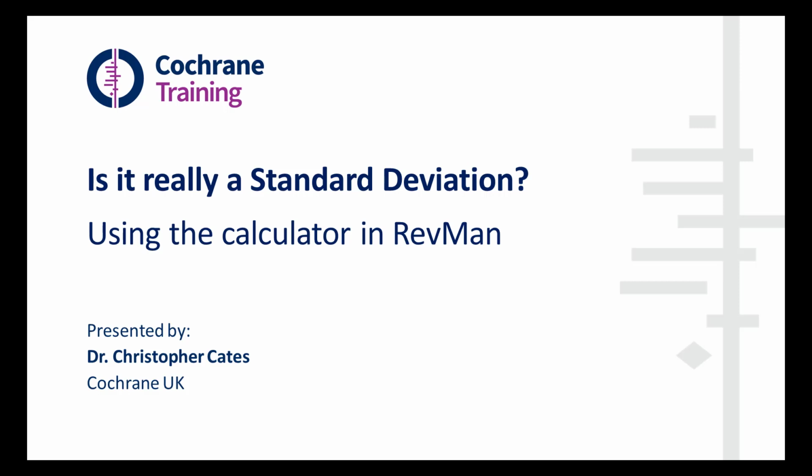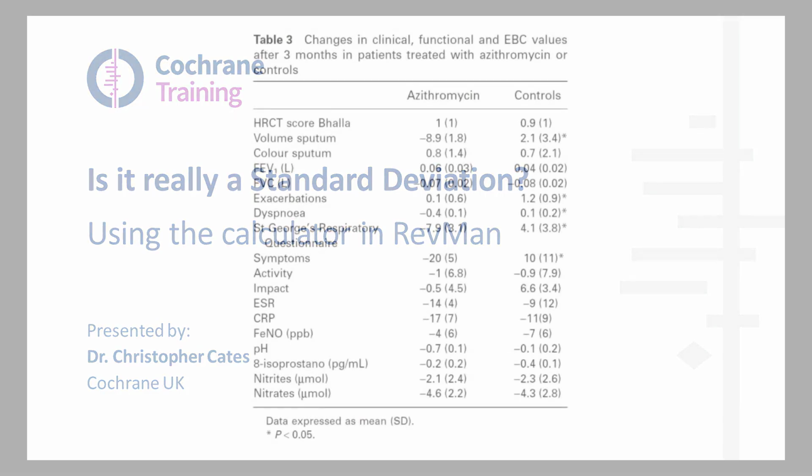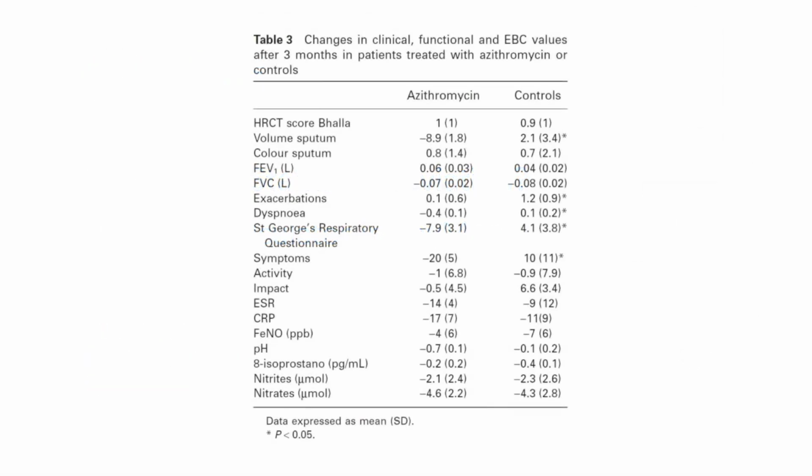When we come to enter data from papers into Review Manager, it is not uncommon for there to be lack of clarity about whether there are standard deviations or standard errors reported in the paper. Here is an example of a table from a paper in which the clinical parameters are recorded with a figure in brackets. And if you look at the bottom of the table, it says that this is a mean with standard deviation.